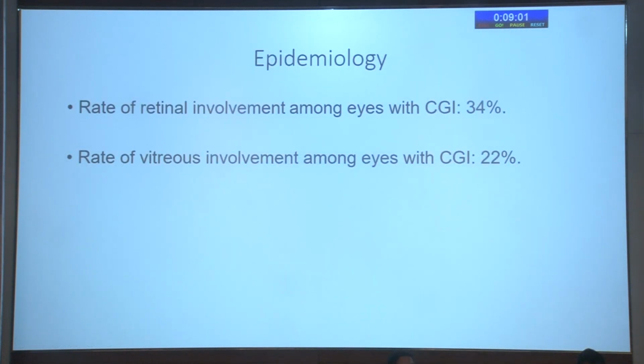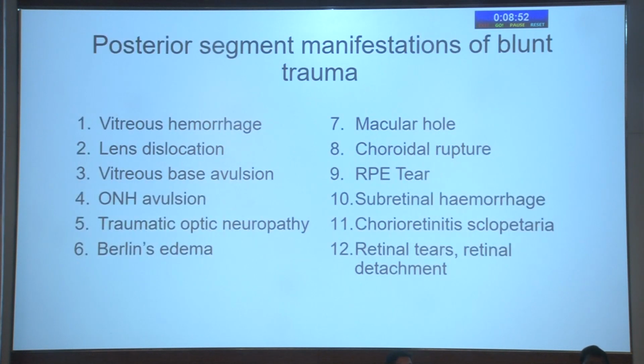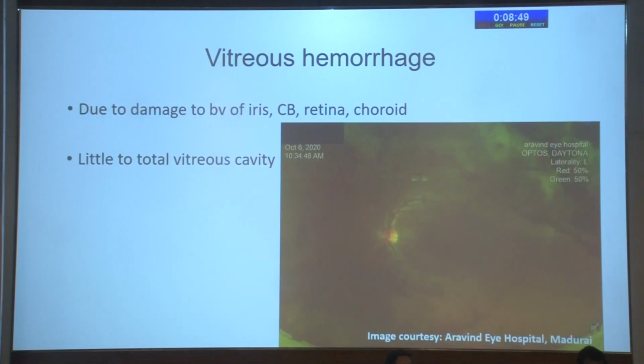So what is the epidemiology? The rate of retinal involvement among eyes with closed globe injury is 34%, whereas the rate of vitreous involvement and retinal involvement in closed globe injury is 22%. So we'll be discussing the various manifestations. First is the vitreous hemorrhage.